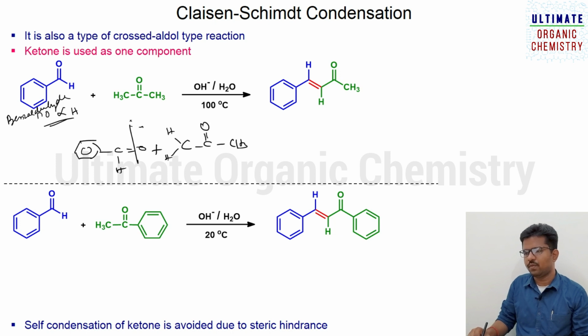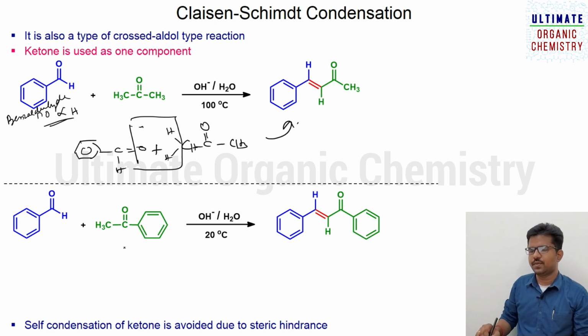So here, a water molecule is eliminated. As a result, a C double bond C bond will be formed, and here we have this final product. Okay, so we have another example. This is also considered to be Claisen-Schmidt condensation.